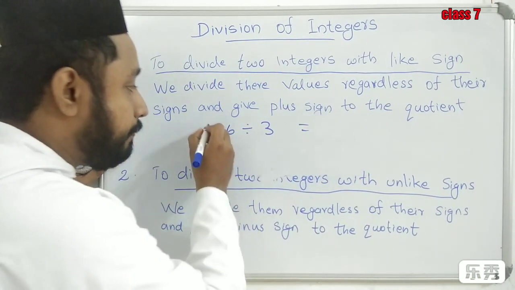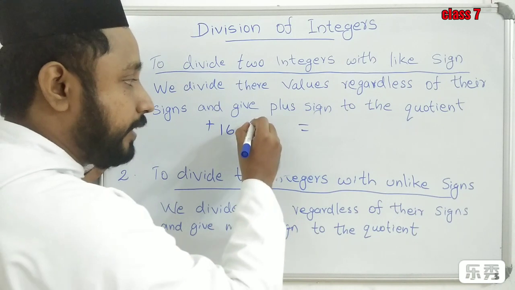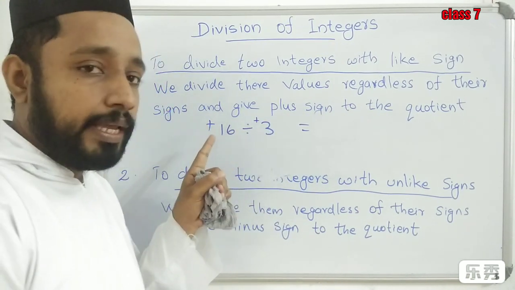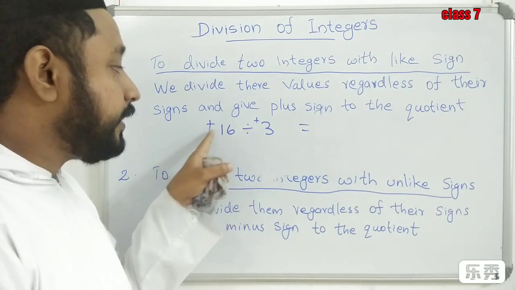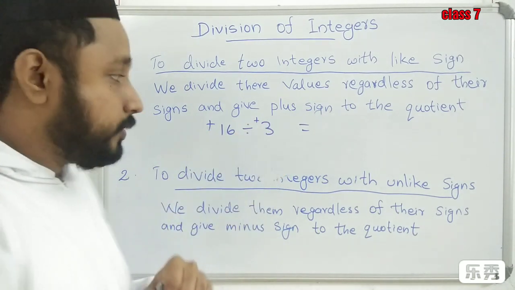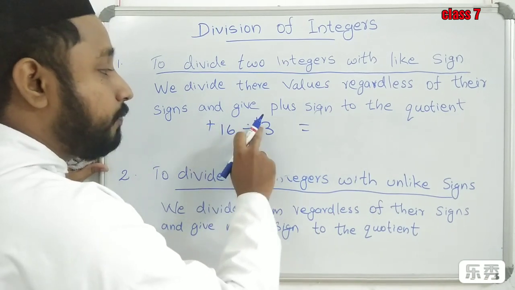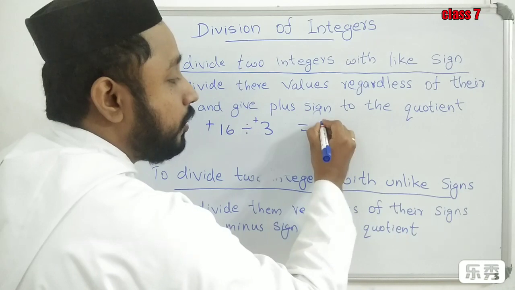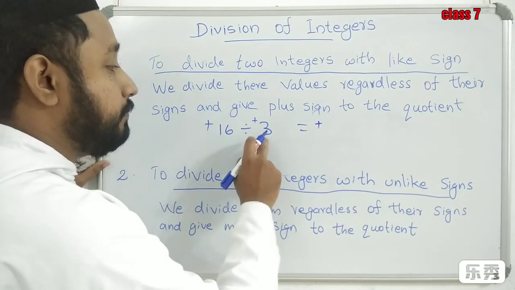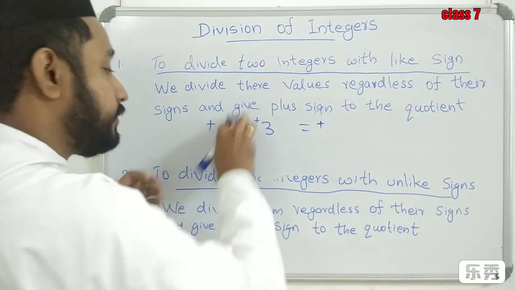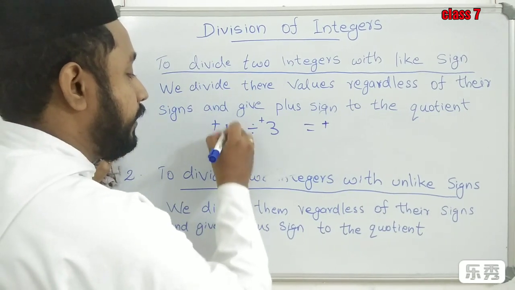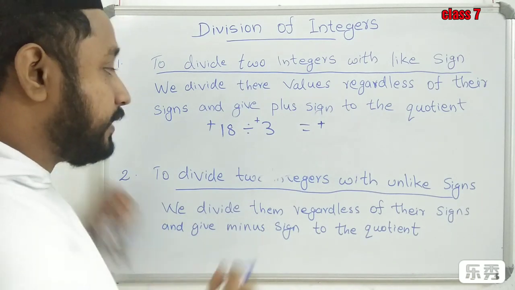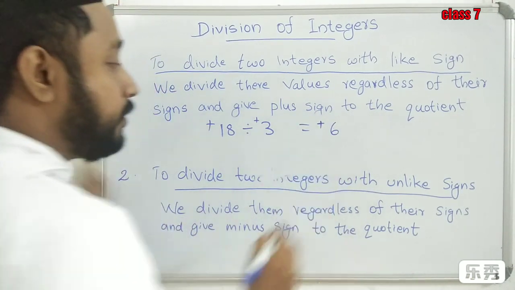For example, we have to divide 16 divided by 3. 16 means plus 16, isn't it? 3 means plus 3. So, two integers with the same sign, two positive, plus 16 divided by plus 3. Here both are positive, the same sign, so the answer is also positive. Or, sorry, 18 by 3, you can easily divide. So, plus 18 divided by plus 3. What is the answer? The answer is plus 6.